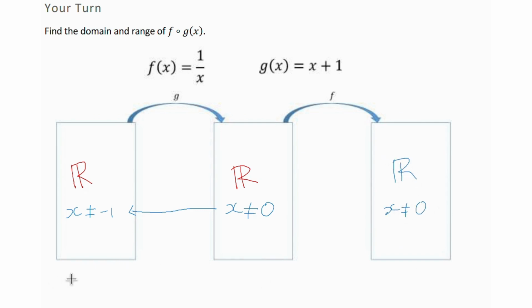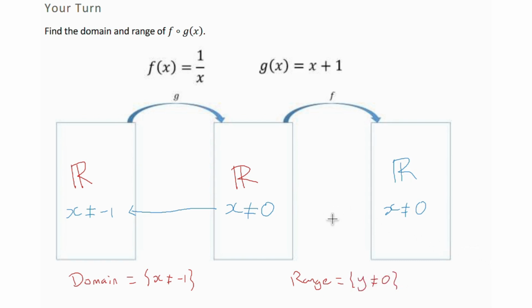So putting that together, what is our domain? Our domain for f composed with g is equal to all real numbers where x is not equal to negative 1. And our range is equal to all real numbers where y is not equal to 0.